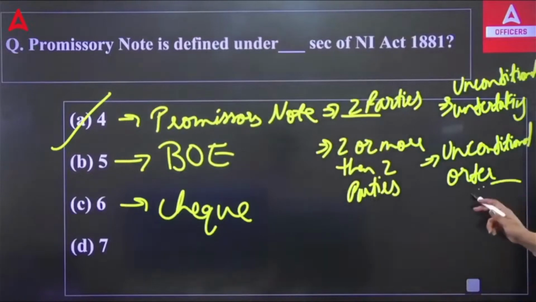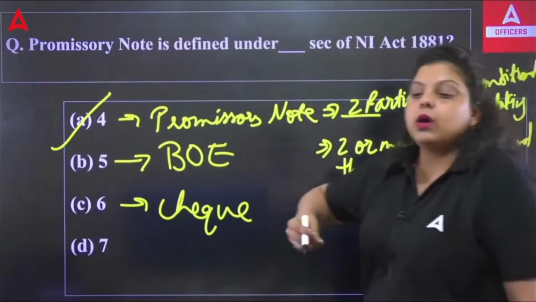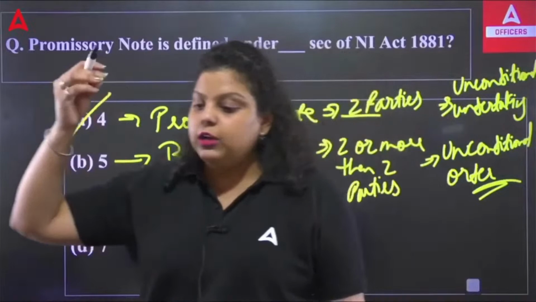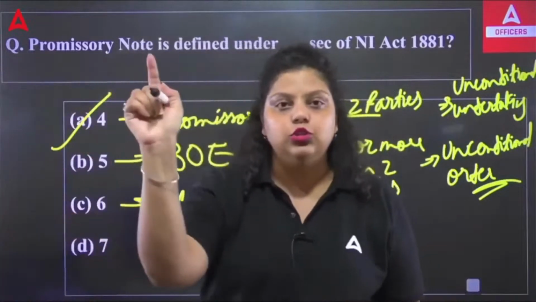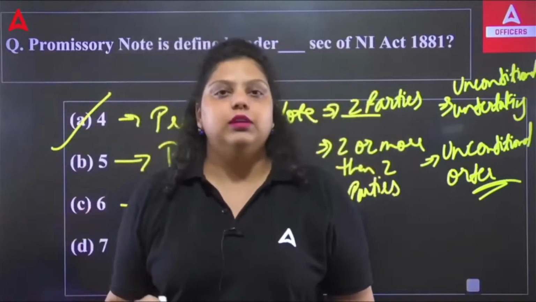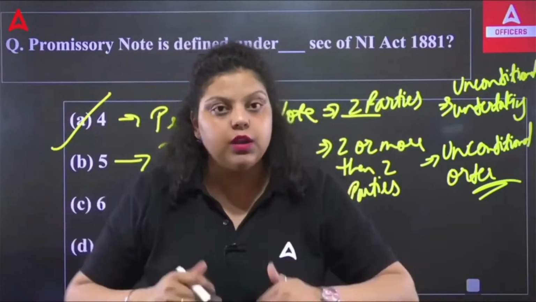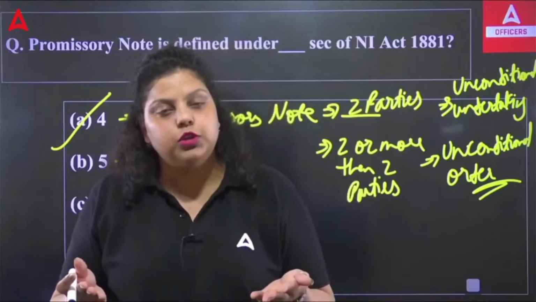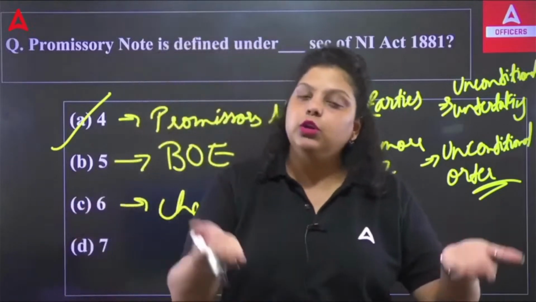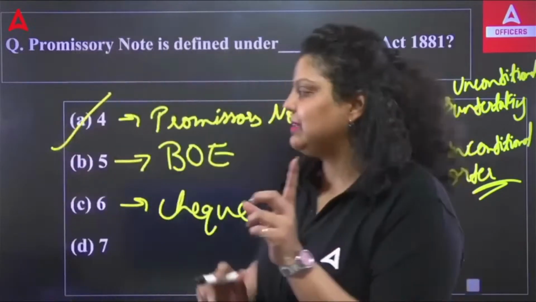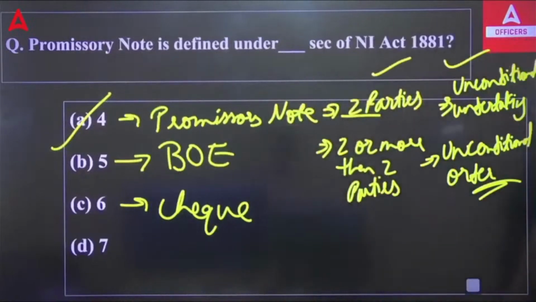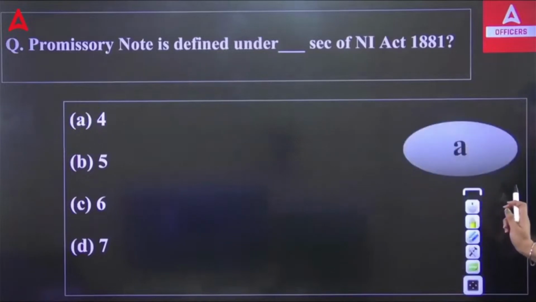Now, what does unconditional order mean? It means you are ordering your bank that no matter what, on 30th of August, you have to make this payment to this particular customer. This is known as unconditional order. So, in bill of exchange, you are giving an order to your financial institution, and in case of promissory note, you are taking the undertaking by yourself. These are the two differences between promissory note and bill of exchange. Okay. Now, next. So, right answer is A.